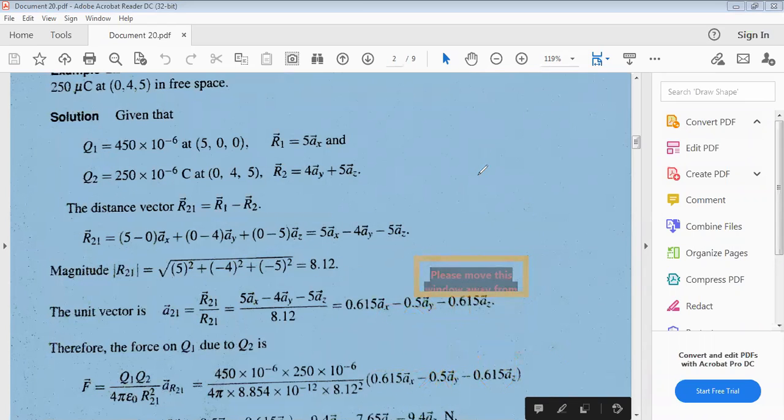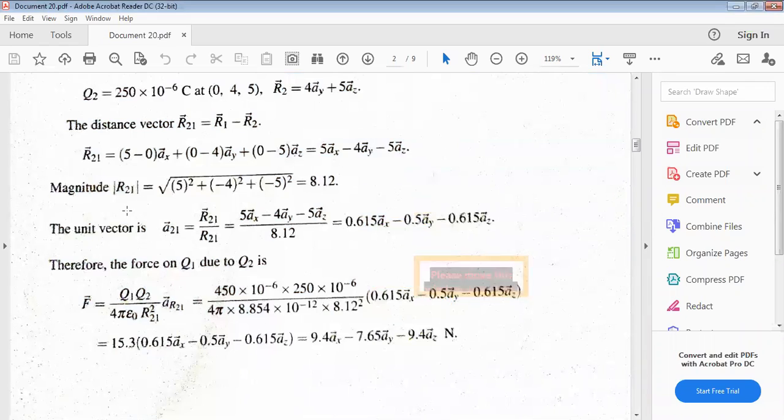Okay, that is 8.12. The distance is 8.12 meters. Now that unit vector is R21 by its magnitude, right? The distance vector R21 divided by its magnitude, and the magnitude is already found here. That's why it is (5ax minus 4ay minus 5az) by 8.12, and on simplification we get this unit vector.